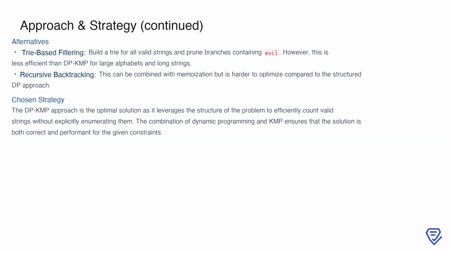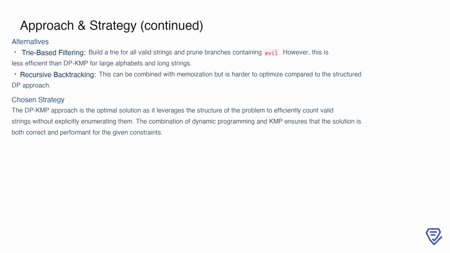There are alternative approaches to solving this problem, though they are generally less efficient than the DPKMP strategy. For example, a tree-based approach could be used to build a tree structure of all valid strings, pruning branches that contain the evil substring. However, this method struggles with efficiency for large alphabets or long string lengths. Recursive backtracking is another option, which can be combined with memoization to reduce redundant computations. However, it lacks the structured optimization provided by dynamic programming and is harder to optimize for complex constraints.